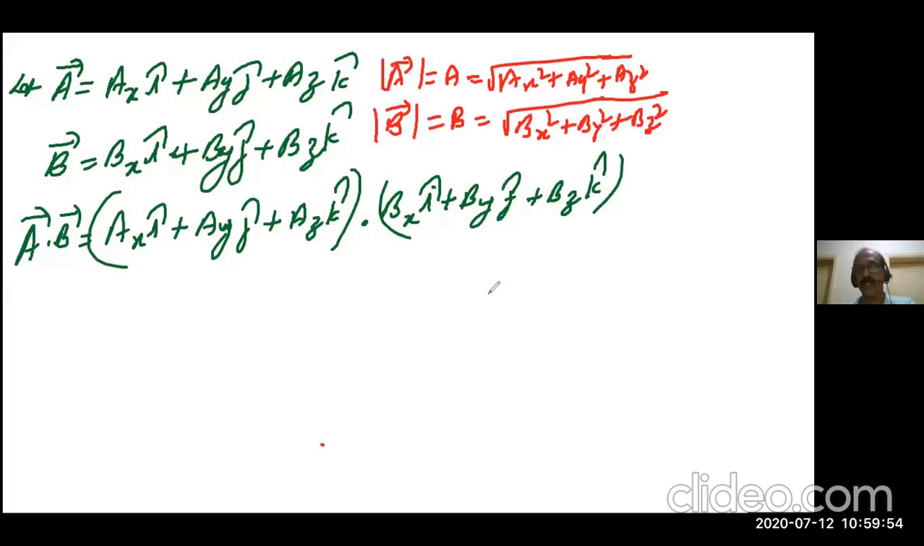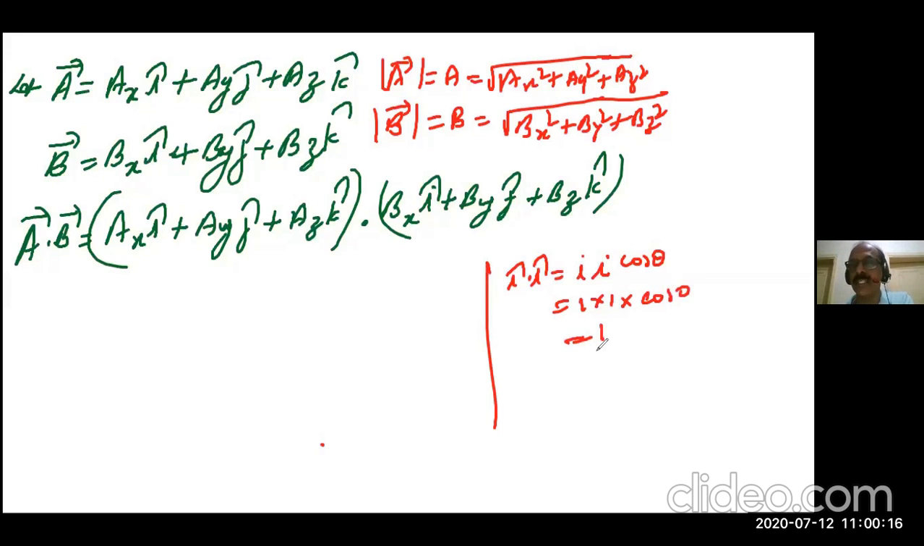Now here I told you this part. I dot I is equal to I cos theta, isn't it? The value of I is 1, again 1. What is the angle between I and I? I means the x-axis, and again I is the x-axis. What is the angle between x and x? 0. So we can write cos 0, so the answer is 1.